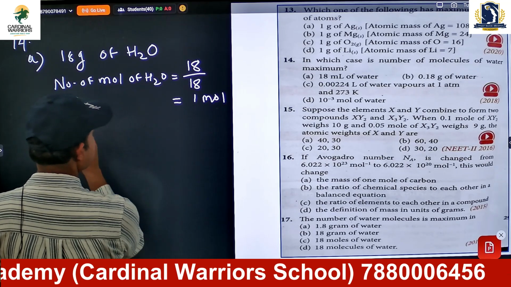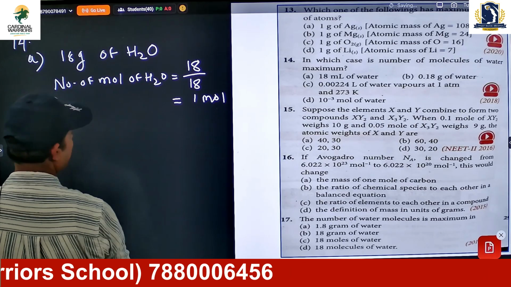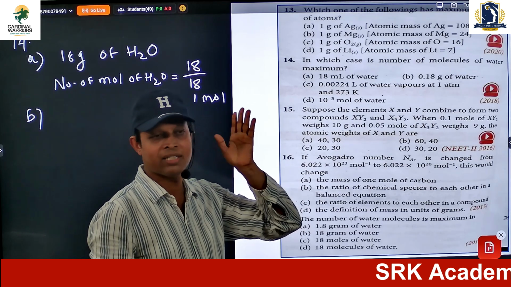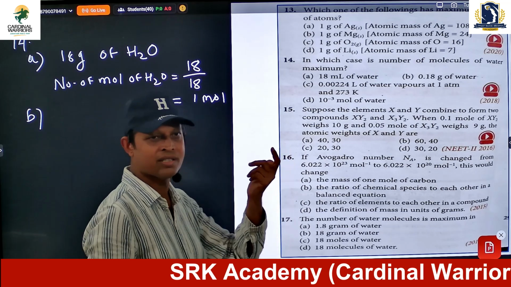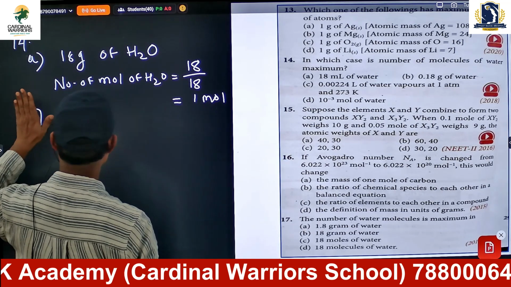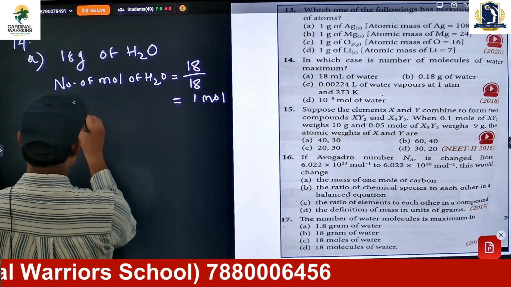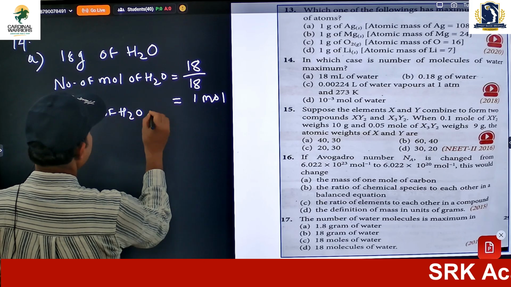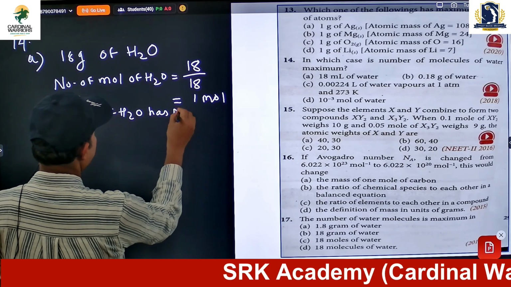And the more the number of moles, the more the number of molecules. 1 mole has how many molecules? Na number of molecules, right? 1 mole of water has Na molecules. 1 mole of H2O has Na molecules.